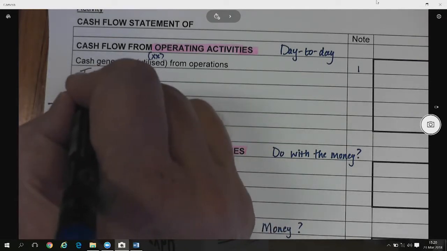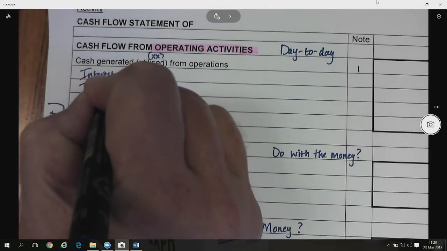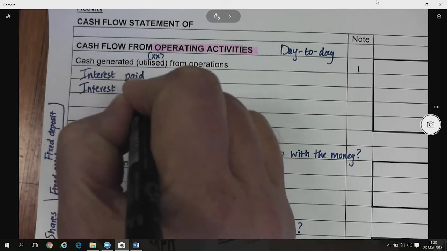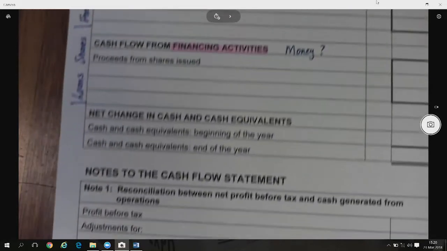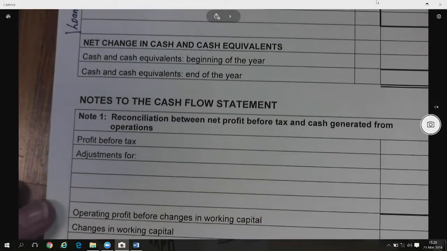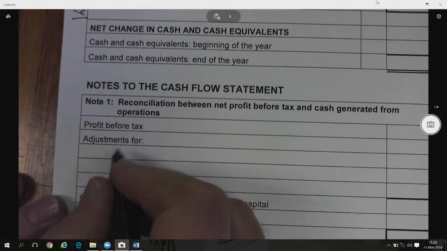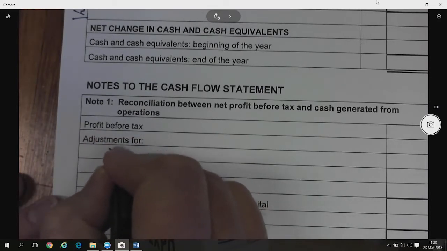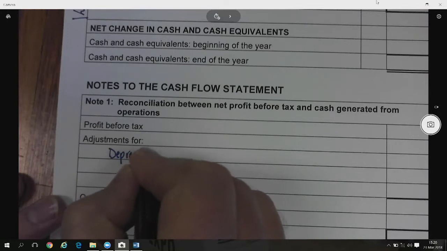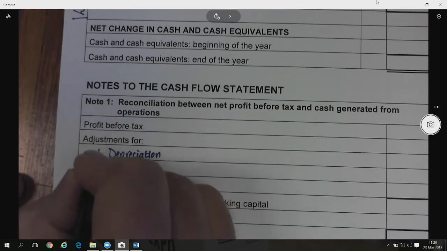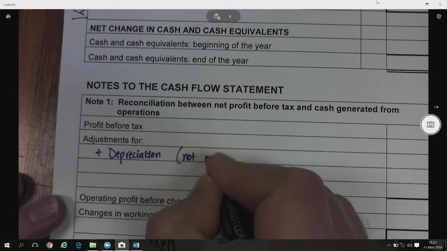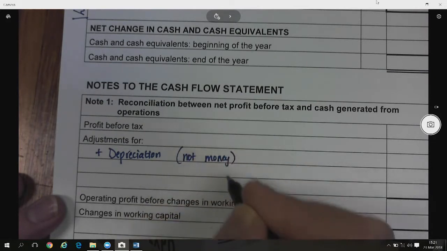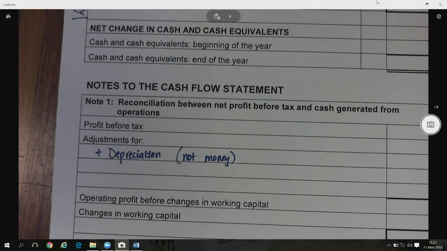I'm just going to write it down. It will be interest received. And remember, those two differ from your note number 1. I've got note number 1 here, where we say profit before tax plus or minus adjustments for depreciation. So we add the depreciation. Why do we add depreciation? Because depreciation is not money. And we didn't pay out any money, so we must add it.